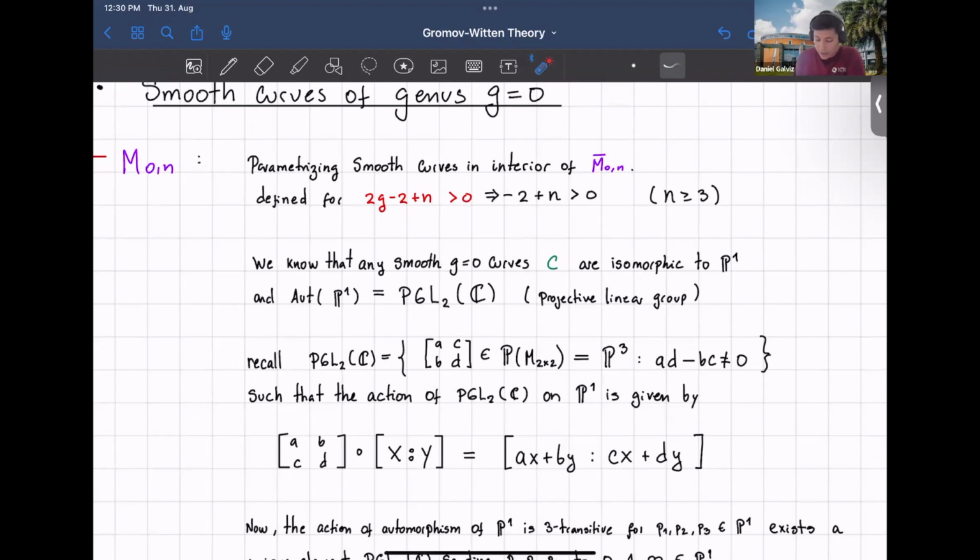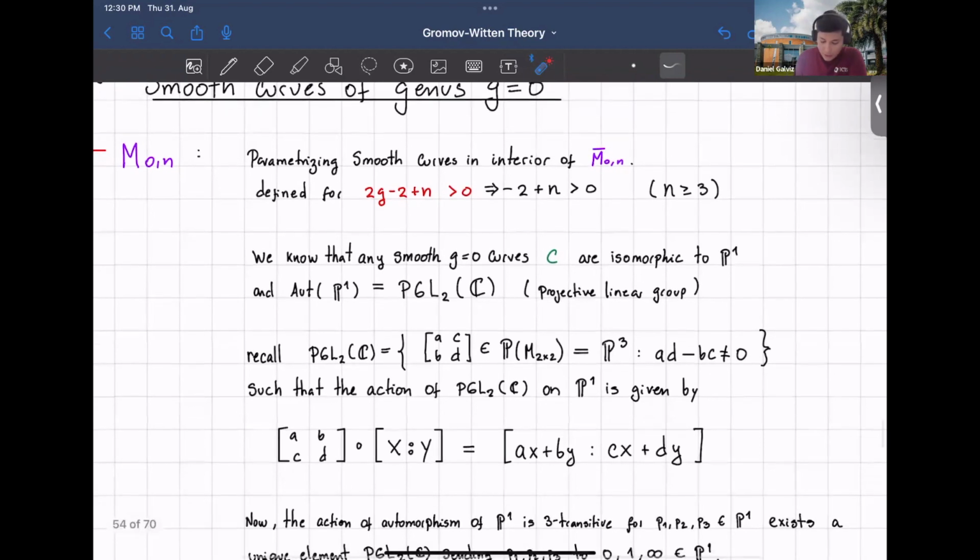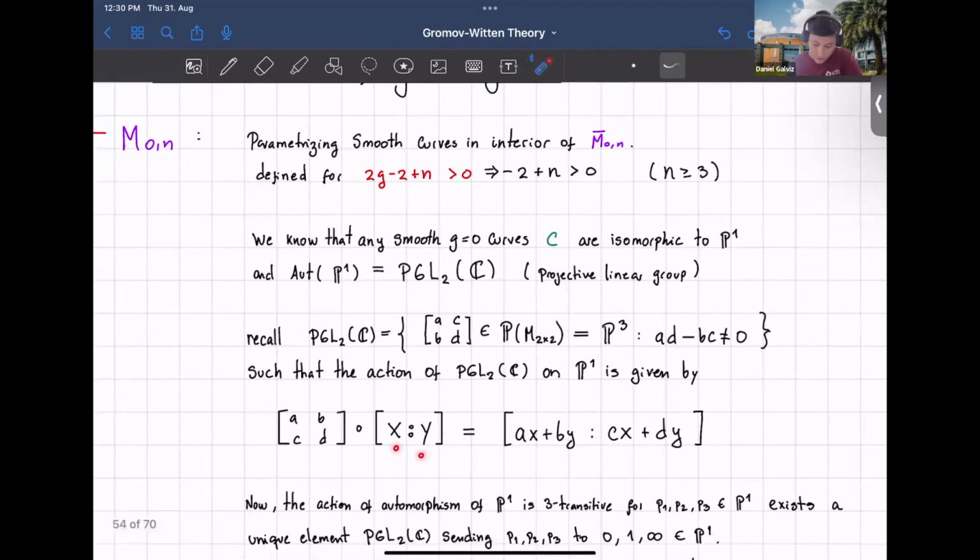And then, following, the determinant is different than 0, such that this projective general linear group acts on P1 as follows. So these are the coordinates in our projective P1. I hope you remember, because we described it. And then aX plus b over cX plus d. This is our new coordinate. And then this is the other coordinate.